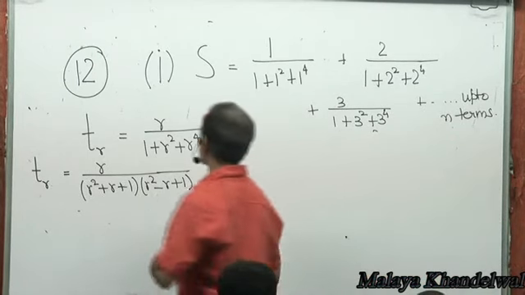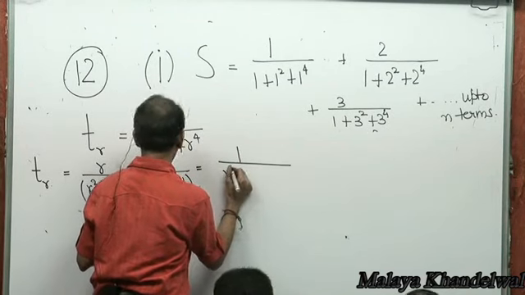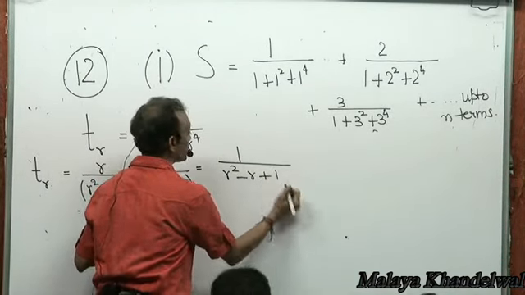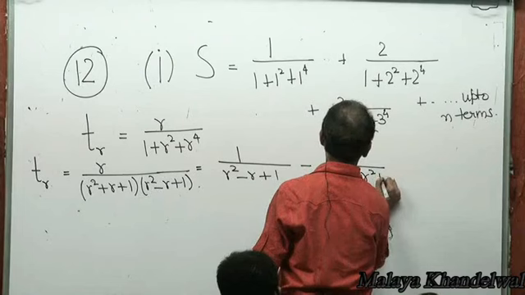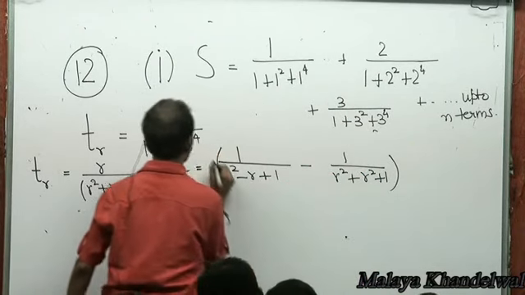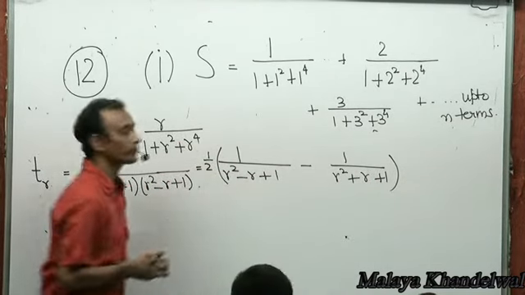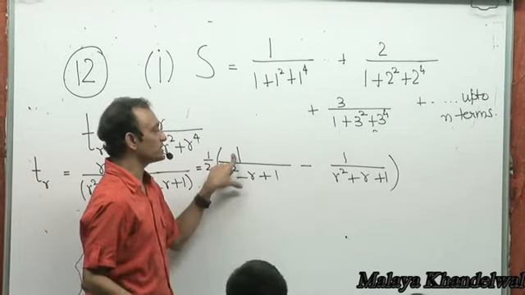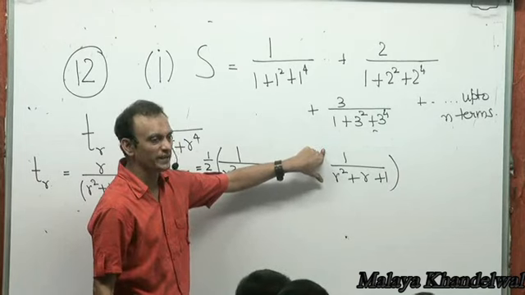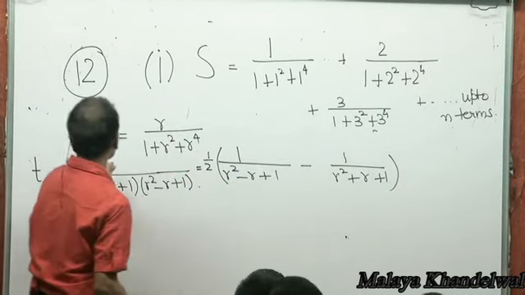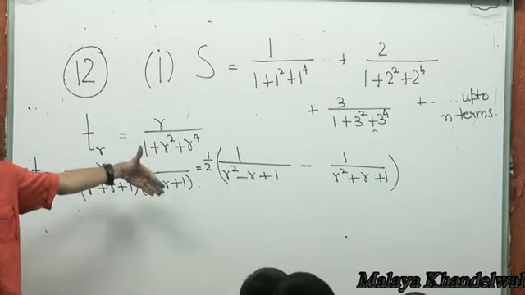Now, I could write this as 1 by r squared minus r plus 1 minus 1 by r squared plus r plus 1, half of this. See if it makes sense to you. Because r squared plus r plus 1 minus r squared minus r plus 1 will give you 2r in the numerator. R was already there, I balance it with the 2. The excess 2 that I get in the numerator is balanced. Yes or no?